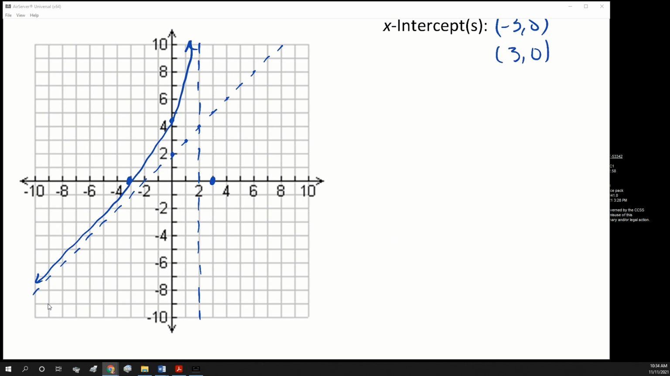So these, remember, you can't connect points across the vertical asymptote. So we have something going on one side of the vertical asymptote and then something else going on the other side. So we're going to start close to our vertical asymptote, and then I'm going to curve through that point and end up close to the slant asymptote.